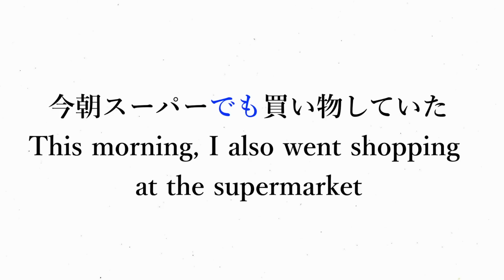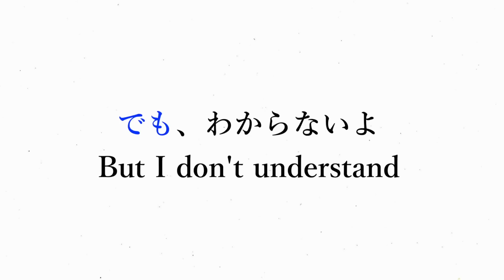Mo can be used with other particles too, like ni and de, in the forms of nimo and demo. Notice how this demo is different from the other demo that I spoke about because this uses the particle de and not the te form of da. What this does is it makes a phrase using ni or de and turns it into a topic as part of a set. 今朝、スーパーでも買い物していた. This morning, I also went shopping at the supermarket. If you use demo by itself, it can roughly be translated as but or however. でもわからないよ. But I don't understand.